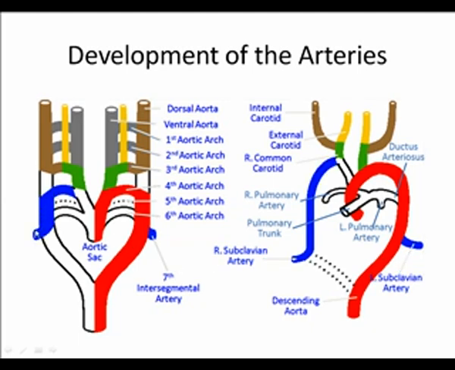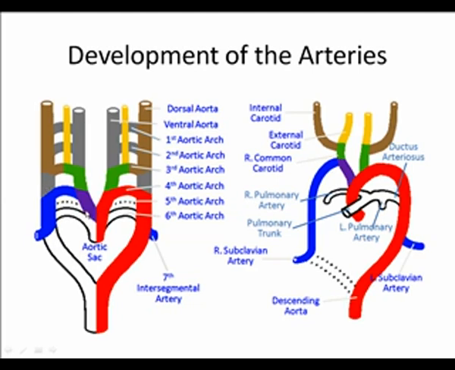On the right side, the fourth aortic arch, the descending portion of the right dorsal aorta and the seventh intersegmental artery are going to contribute to the subclavian. They're going to make up the subclavian artery, which we can see here. Notice that between the third and fourth arches, the dorsal aorta is going to degenerate normally.